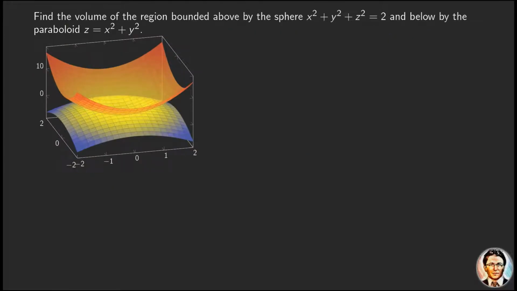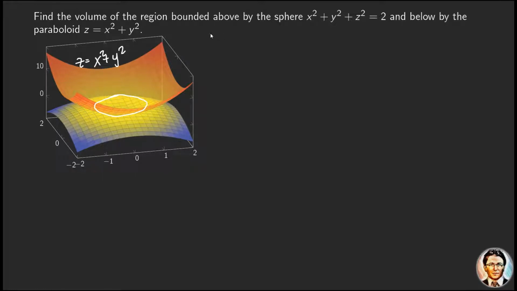Find the volume of the region bounded above by the sphere of radius square root of 2 and below by the paraboloid z = x squared plus y squared. So this one is the paraboloid, and the one above is the sphere, and they intersect over some region. What is the volume bounded by these two? So we need to find the intersection first.